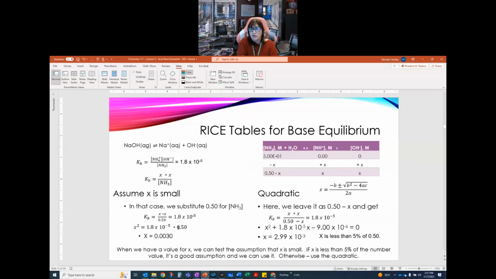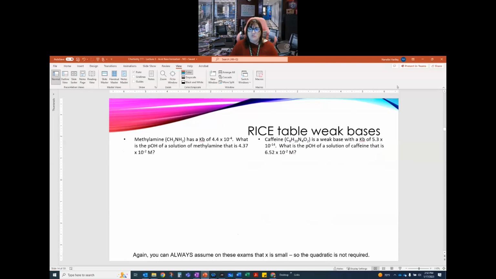And then we can test that assumption to make sure that the X value is smaller than 5% of the initial concentration that we had. Okay, so this is no different than what we talked about for the acids. We're just looking at it for a different type of equation. Okay, so that's our base equilibrium. If we're going to do that, let's do some examples with weak bases so that we can see how the math looks when we do this.